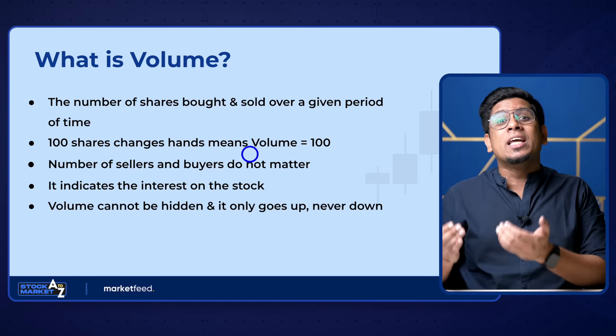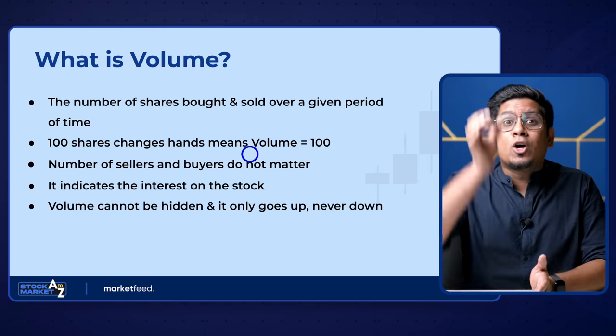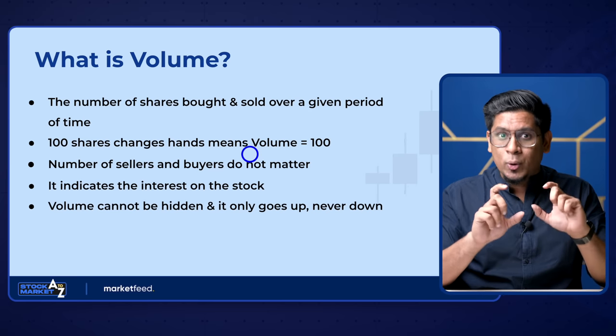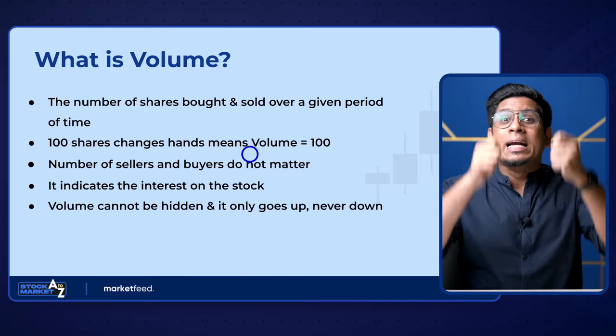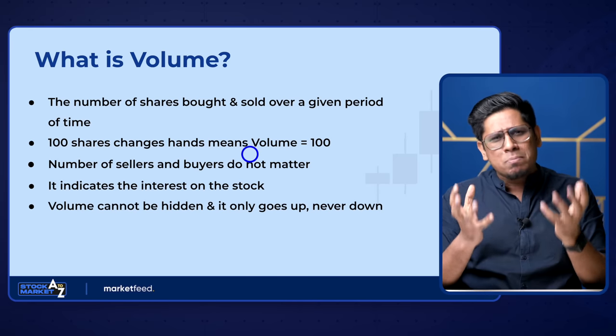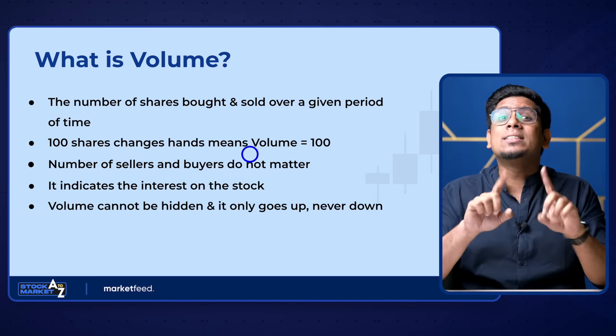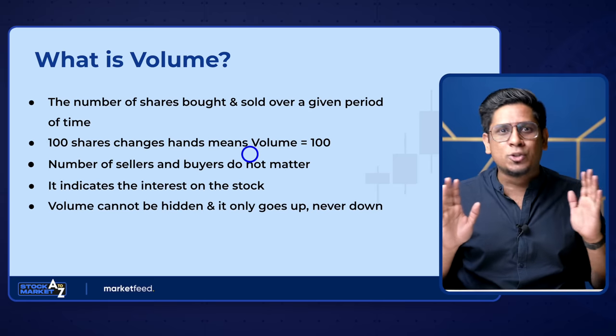So the misconception here is that some people say that because 10 trades are happening here, correct? 10 trades between 10 different sellers and 10 different buyers. So some beginners actually think that the volume can be 10. No, that is the number of trades happening here. So volume is not 10 here.